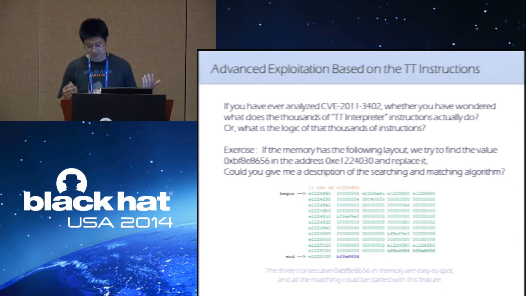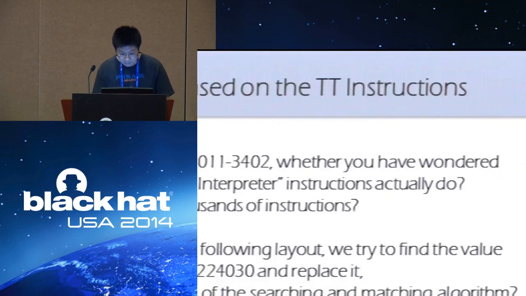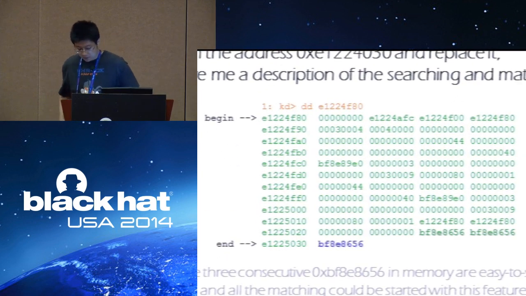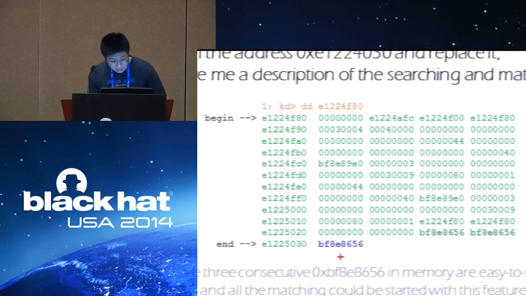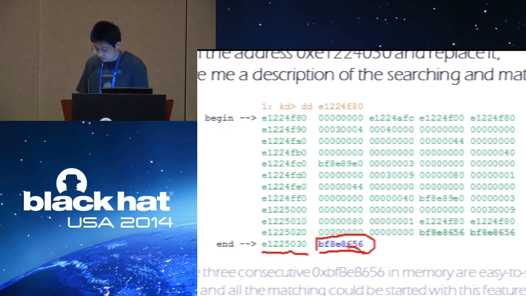Let's start with a simple exercise. If the memory has the following layout, we try to find this value at this address, and we want to replace this value. Could you please give me a description of the searching and matching algorithm?